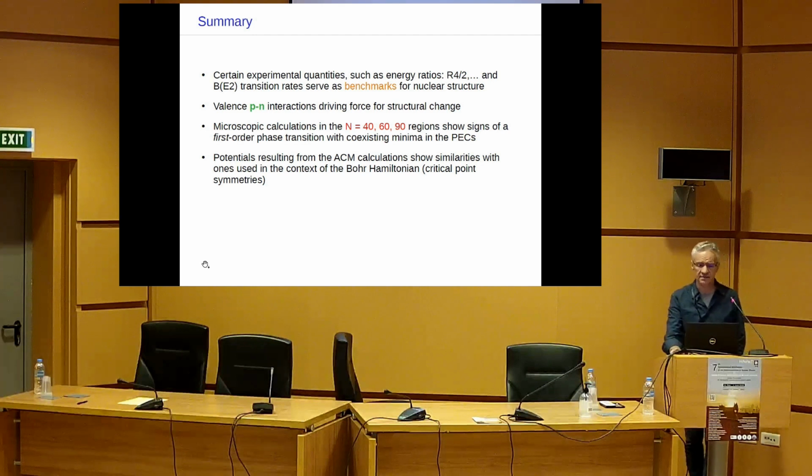We saw that certain experimental quantities, such as energy ratios and B(E2) transition rates, serve as benchmarks for nuclear structure. The valence proton-neutron interactions are a driving force behind structural change. The microscopic calculations in the 40, 60, 90 neutrons regions show signs of first-order phase transitions with coexisting minima. And the potentials we got from our macroscopic calculation show similarities with potentials used in the context of critical point symmetries. Thank you very much.